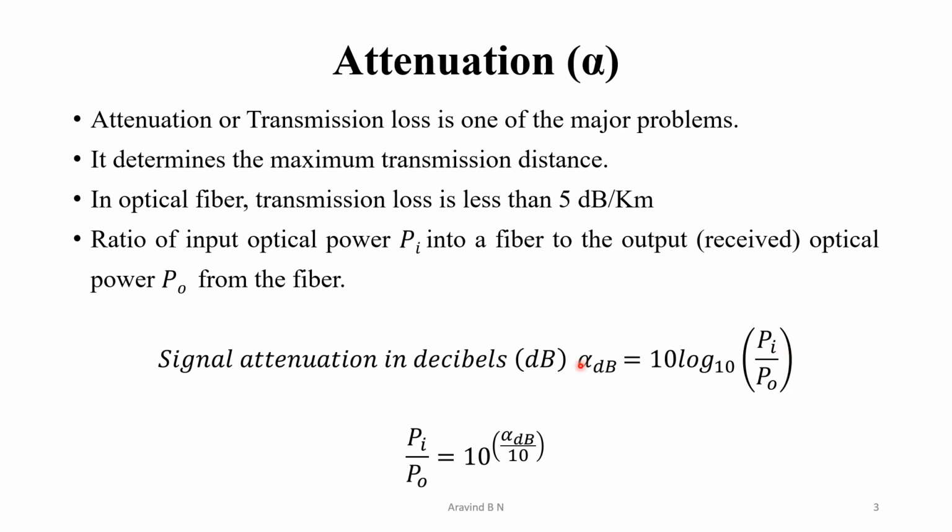By making use of this expression, we can also identify the ratio of input to output power, that is given by Pi divided by P0 is equal to 10 to the power of alpha in dB divided by 10.